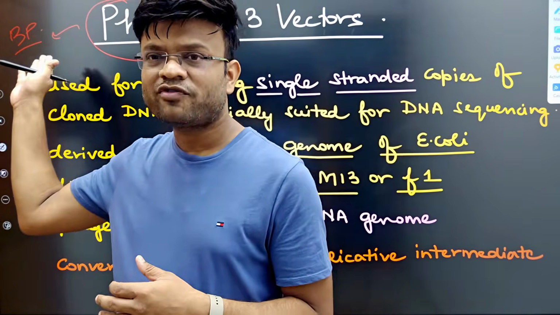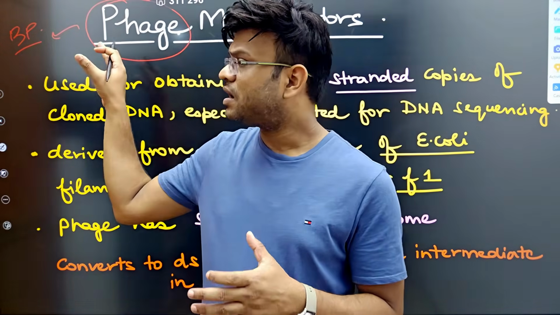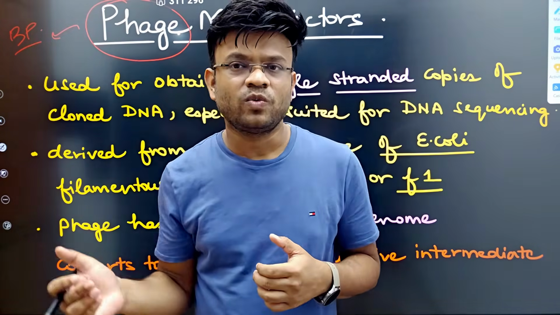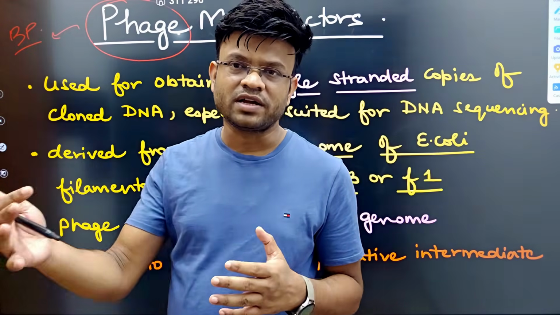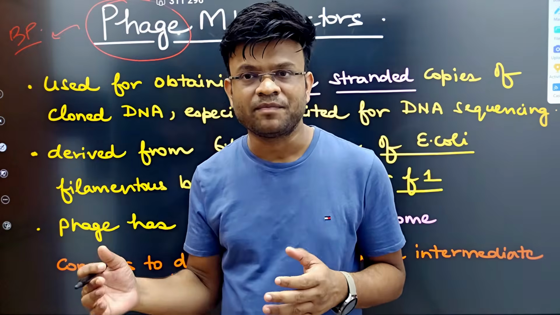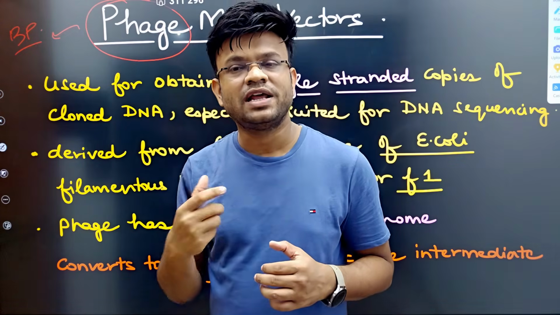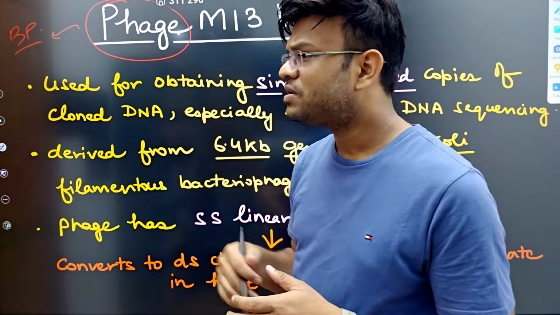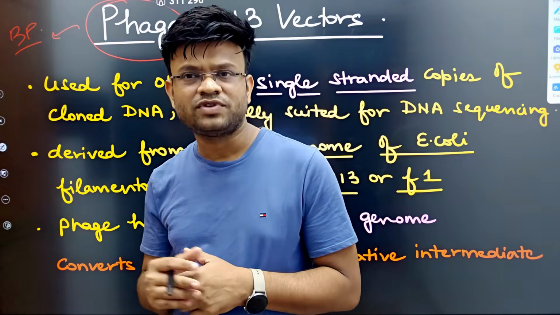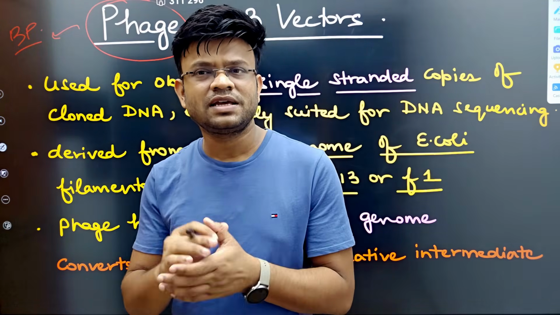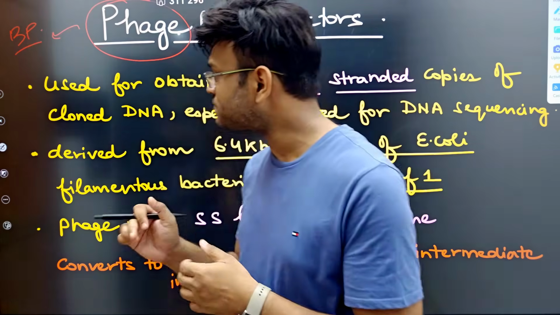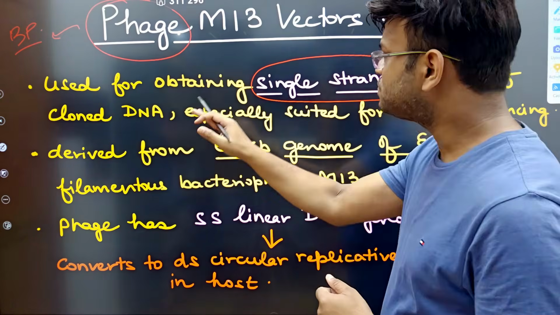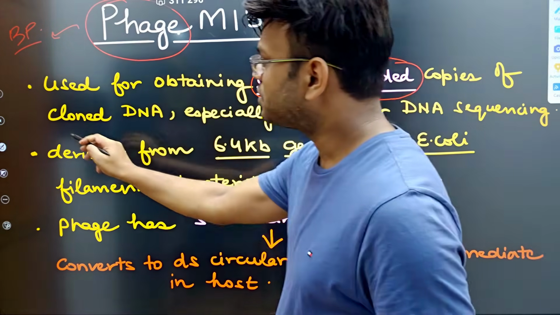So this is also a type of bacteriophage, and we are talking about this phage because it works as a vector. That means it can be used for transferring our gene of interest inside the bacteria. Now, coming to the genomic composition of this virus, M13 is basically a single stranded virus. That is why I have written here that this M13 phage is used for obtaining single stranded copies of cloned DNA.